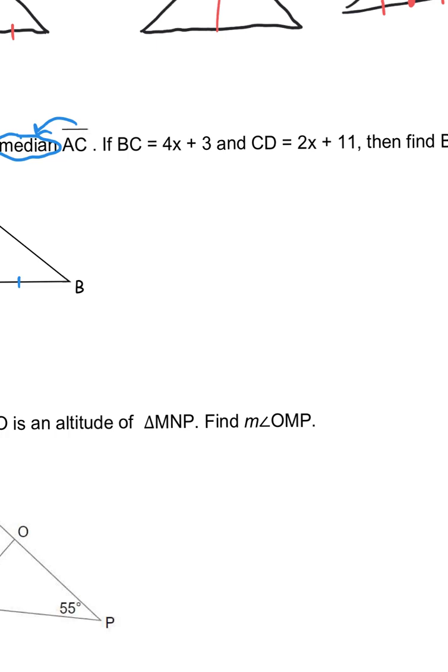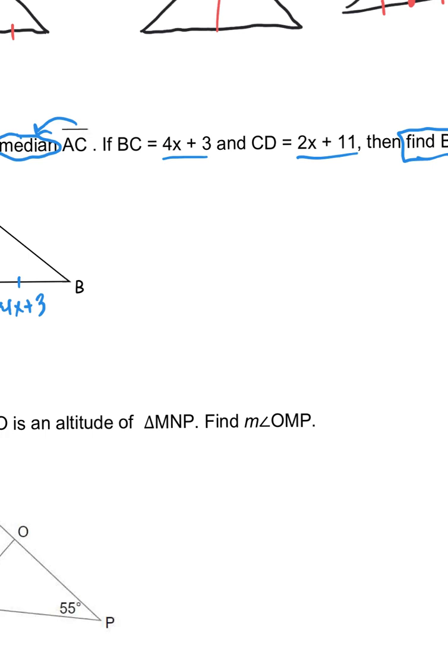Continuing to the problem, it says BC is 4x plus 3. So I'm going to put 4x plus 3 right here for BC. And it says that CD is 2x plus 11. So I'm going to put 2x plus 11 right here. It says find BC. So this is going to be one of those problems where when we find x, we're not done. We have to go back and plug it in to find BC. But we have to first set up an equation to solve for x.